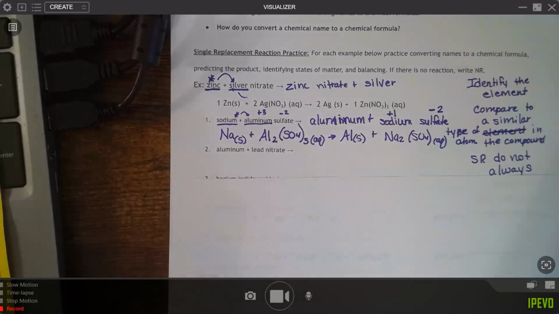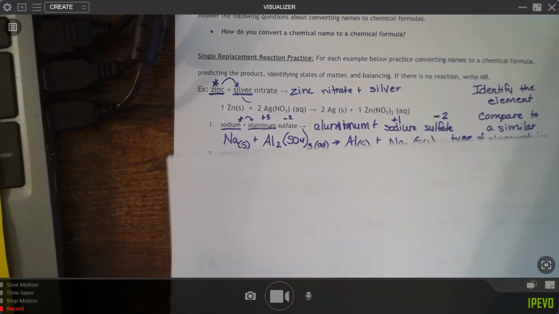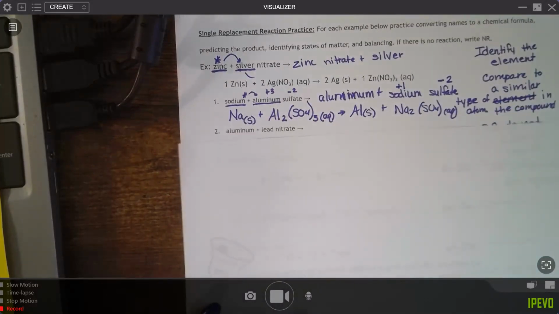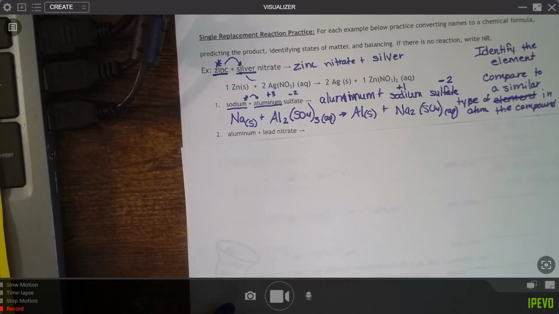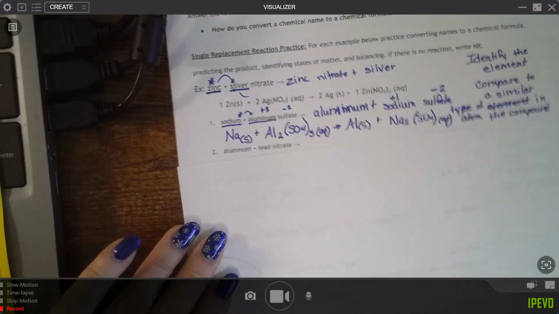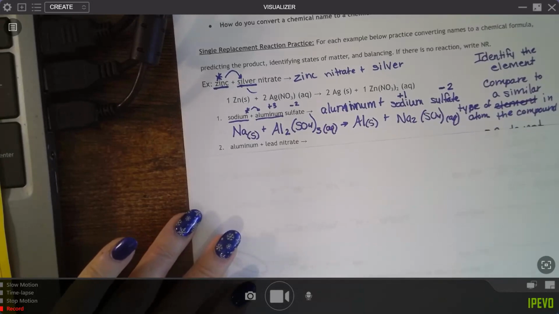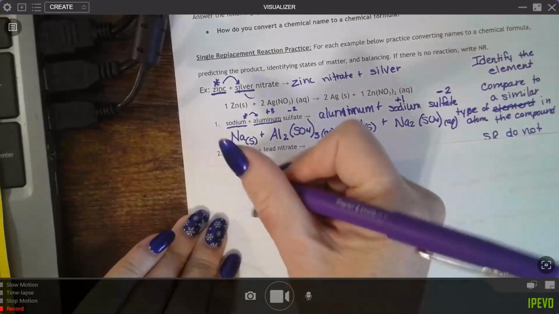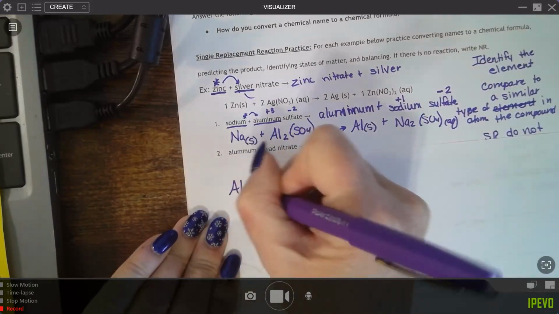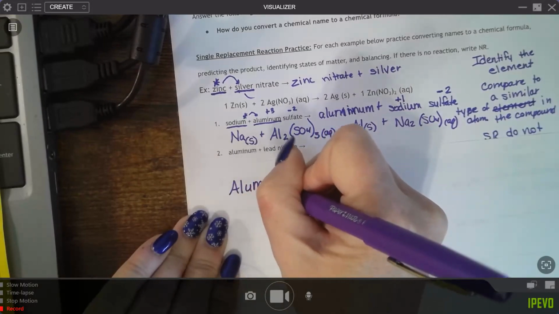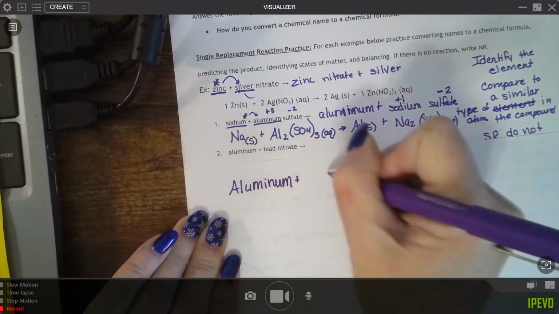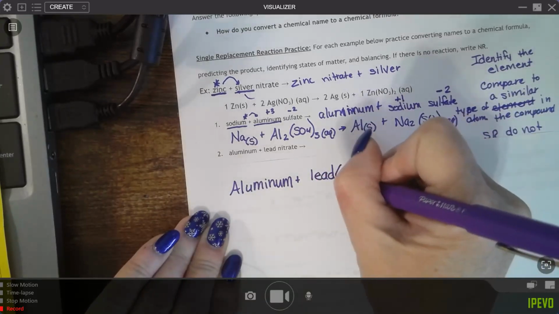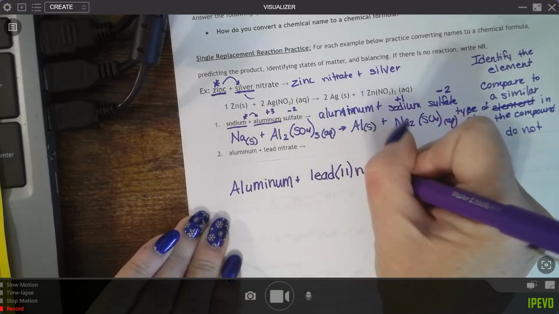We'll do a couple of examples. All right, so let's give myself some writing room. So we're going to do aluminum plus lead nitrate. Okay. So the first thing, and I'm going to rewrite this down here, aluminum plus, and this should say lead 2 nitrate.